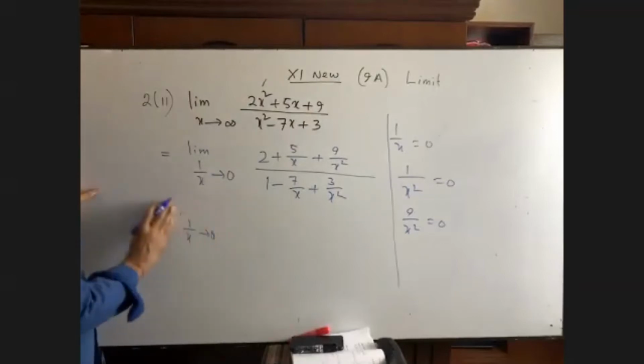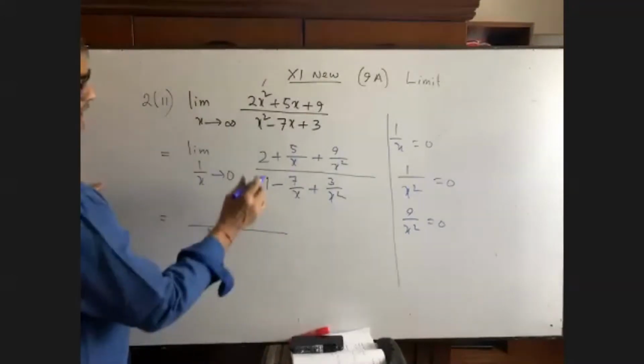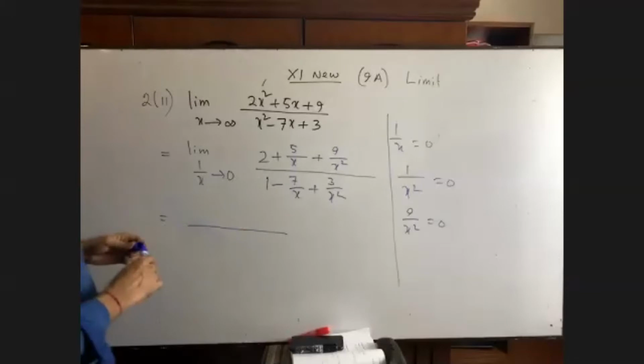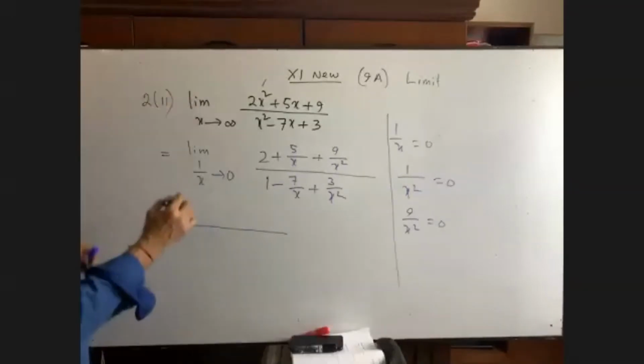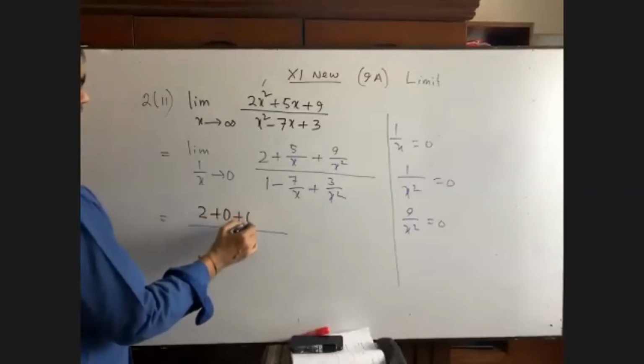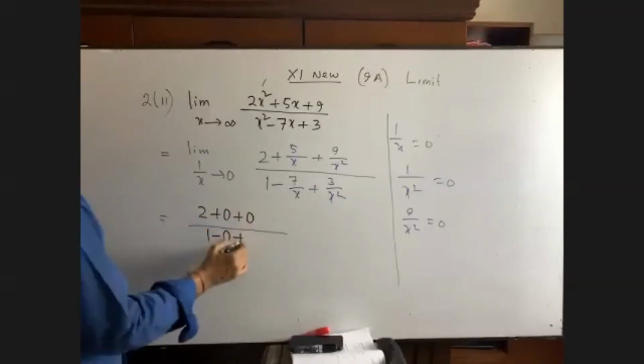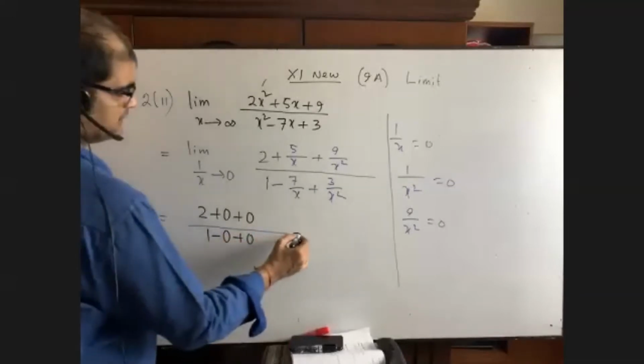Okay, no need to do it. We'll just put the value here. We are done here actually. Here, what is the value of 1 by x? 1 by x equals to 0. So we are getting 2 plus 0 plus 0 over 1 minus 0 plus 0. So our answer is 2.